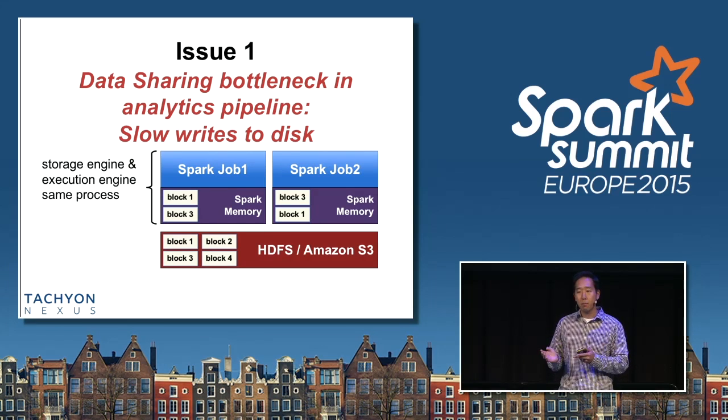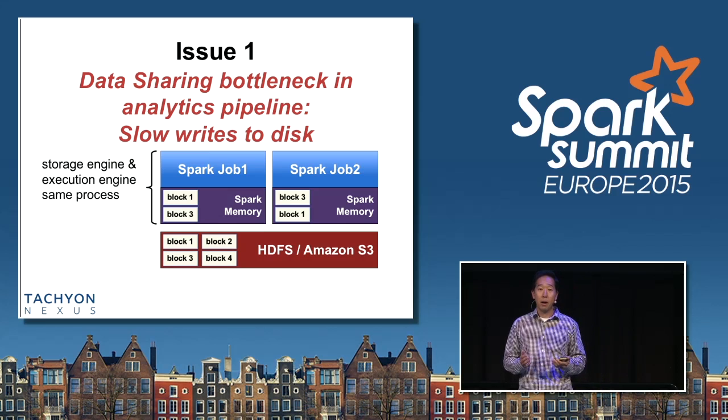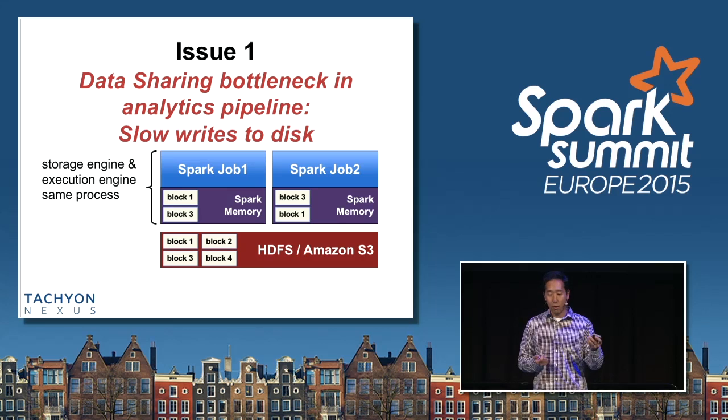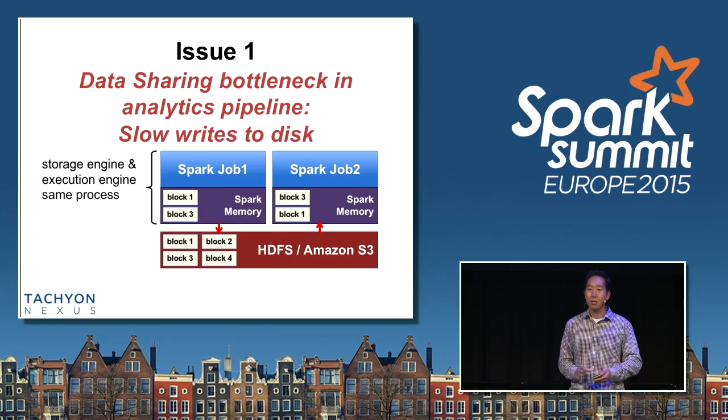First, sharing data between different jobs can be a bottleneck because you have to write data out to storage and then read it back in from the storage. Say in this example, we have two Spark jobs, and the second Spark job's input is the output of the first Spark job. So the first job has to write data out to either HDFS or S3 or some storage system, and the second job has to read it back in. And by the slow red arrows, you can see that might take a long time.